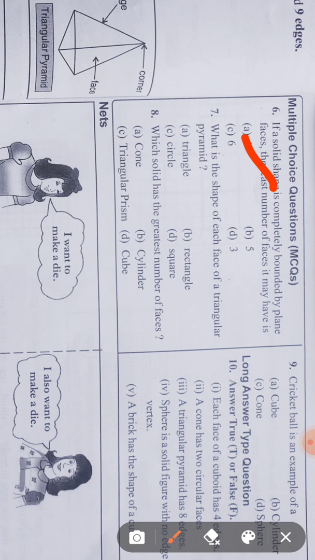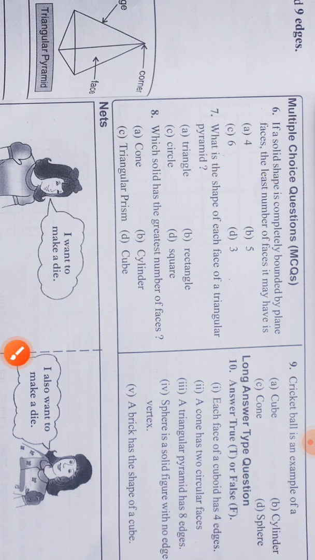What is the shape of each face of a triangular pyramid? So in a triangular pyramid, what is the shape of each face? The shape of each face is actually a triangle because a triangular pyramid is made up of triangles only. Combining the triangles makes a triangular pyramid.